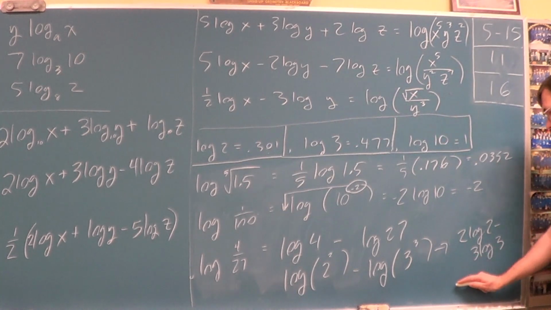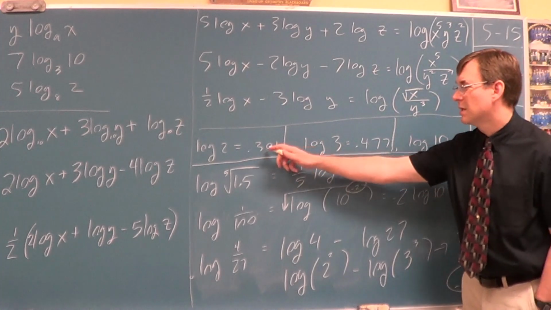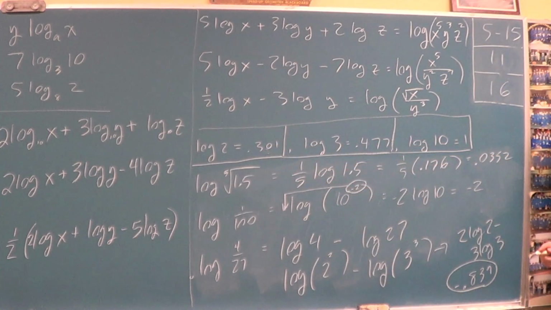It's negative. 2 times the 0.301 minus 3 times the 0.477. It's -0.829. That's very possible. Maybe I didn't borrow right or something, but I would trust the calculator a little bit more than me right there. Question about that?